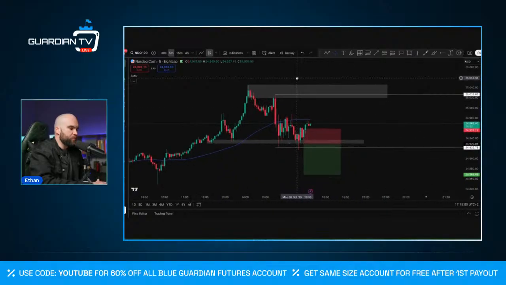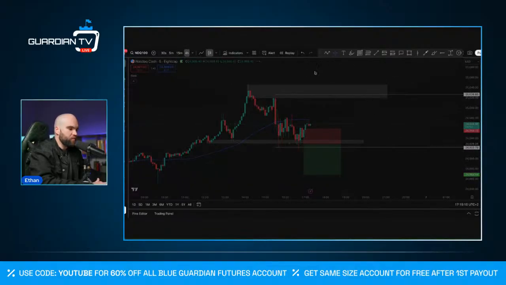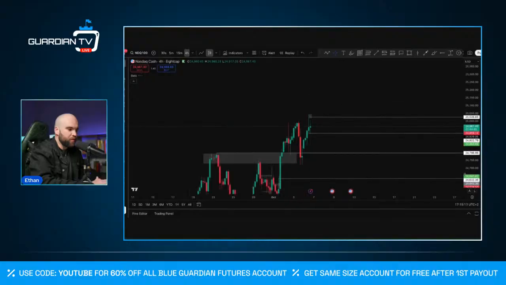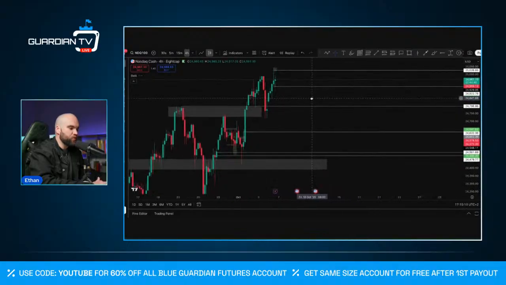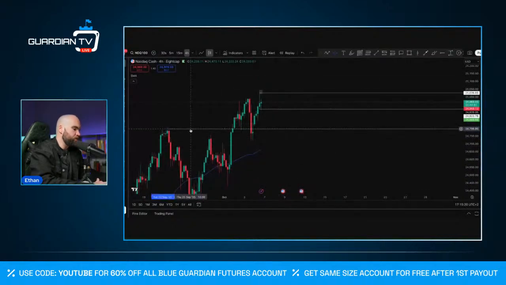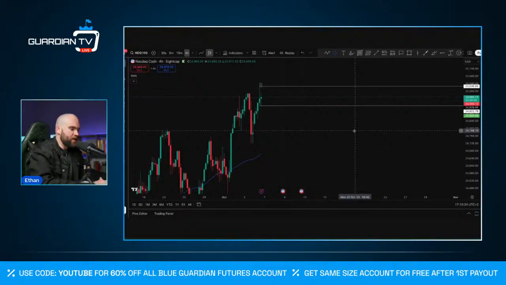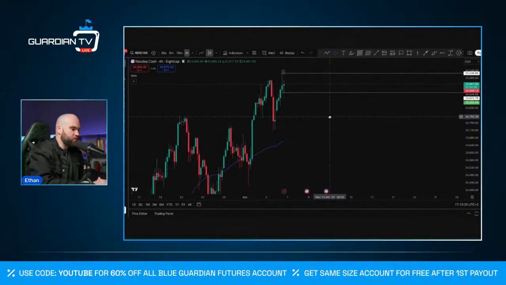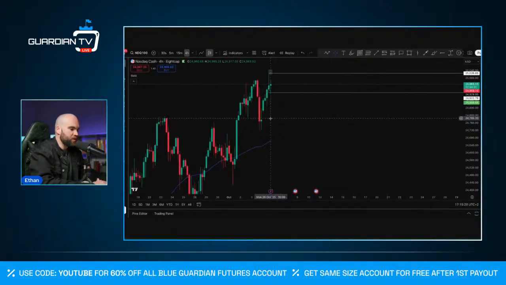We also look at the 4-hour structure, okay, which is a confluence. 4-hour structure is not our main reasoning for a trade ever. It's just to get a direction and to understand where we are. Okay, it's important to understand the context in which we are taking trades.